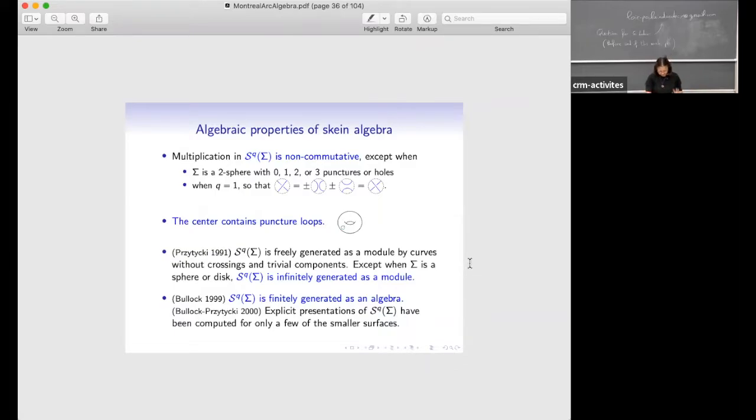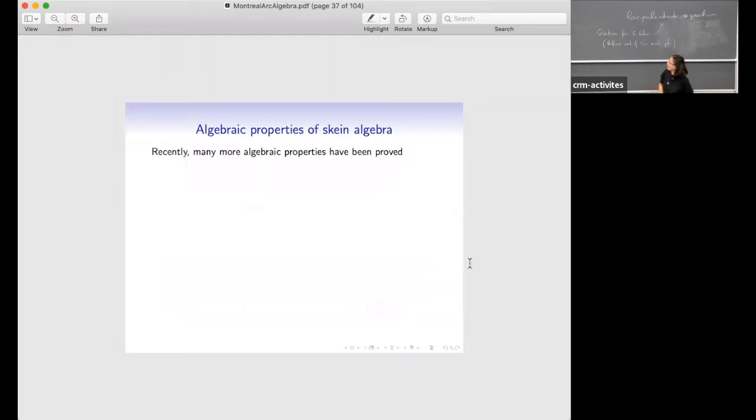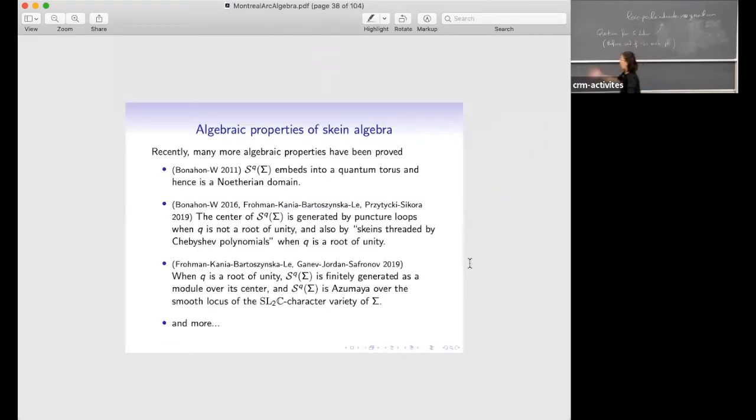But anyways, okay. That was what happened in the late 1990s, and then there was basically nothing. And then recently there's been a lot of things happening with the skein algebra. It turns out that it's a Noetherian domain, meaning there's no zero divisors. And one way to do this is to embed into a quantum torus. You could show that the center not only has these puncture loops, but it has these other things in it when it's a root of unity.